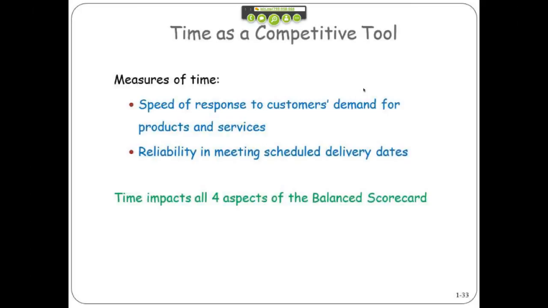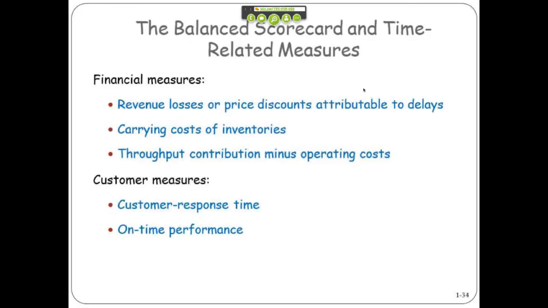So now we're going to think about a specific aspect of quality, which is time. Time is one of the components of quality. We talked about it in a restaurant. If you have to wait too long for your food, it's a low-quality meal. Time has its effect all the way through the balanced scorecard. Financial measures: you'll lose revenues. Think of the restaurant. You'll carry inventories for longer if it takes longer to get product through the pipeline.